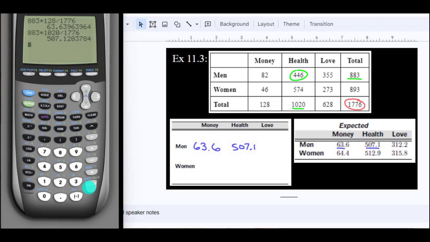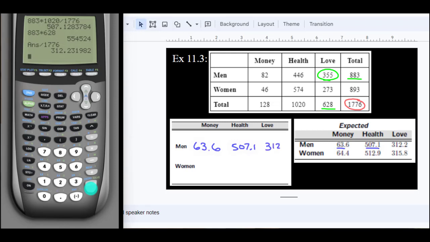When we go to the next one, we move over to the next column. For this cell, we use the 883 for the row total times the 628 for the column total, divided by 1,776. As we round off to the nearest tenth, we get 312.2.